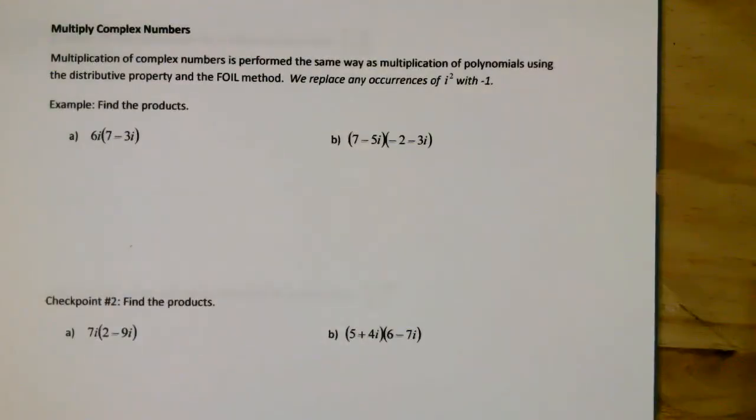Next, we'll talk about multiplying complex numbers. Multiplication of complex numbers is performed the same way as multiplication of polynomials using the distributive property and using the FOIL method. That's first, outer, inner, and last when you're multiplying two binomials.